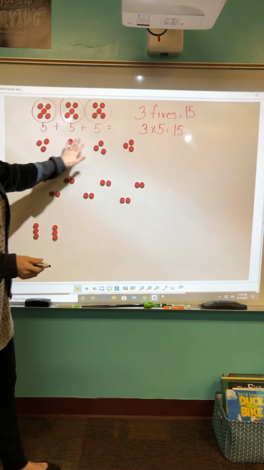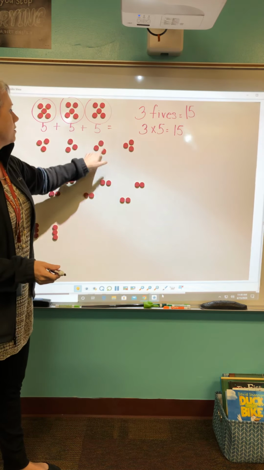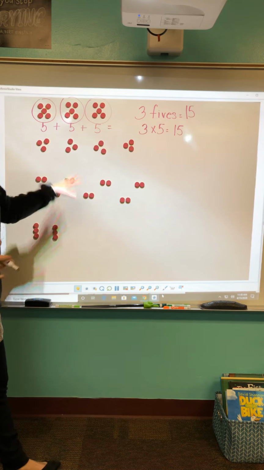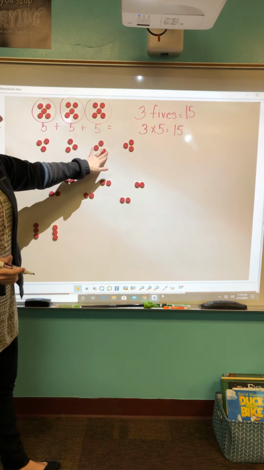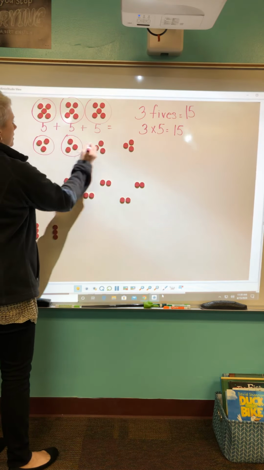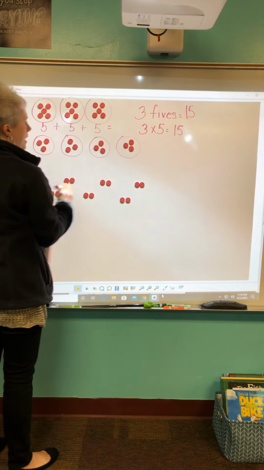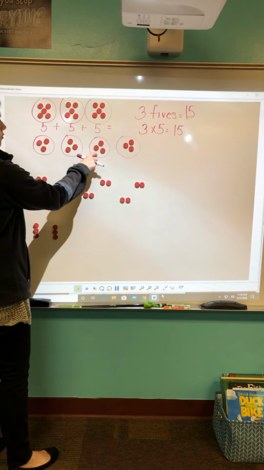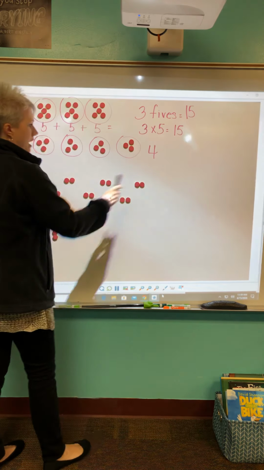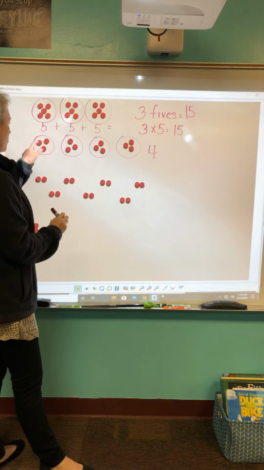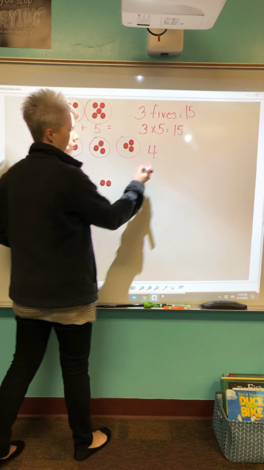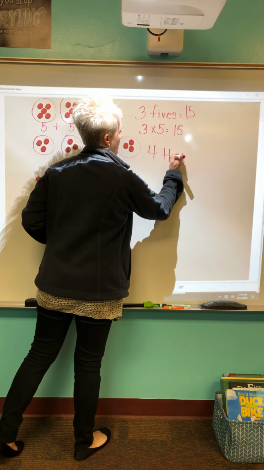This time I have groups of 1, 2, 3, 1, 2, 3, 1, 2, 3, 1, 2, 3. And if it will help you to see them better, to group them up and count your groups easier, circle your groups. It's okay to circle up your groups. All right, I have 1, 2, 3, 4 groups. So 4 is my first number. I have 4 groups, and how many is in each group? 3. I have 4 3s.